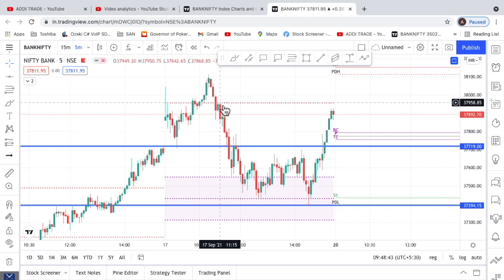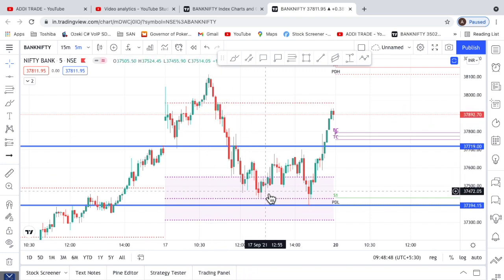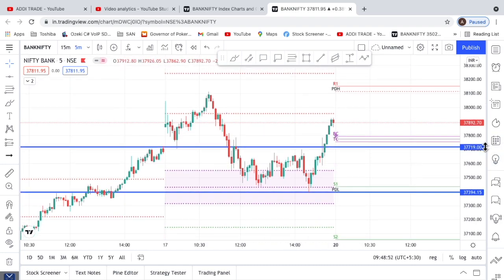When this R1 was taken out, we entered short and traded until the CPR pivot point. See, on this day, the price from R1, the previous day high, was pretty wide. I'll show you examples where it was narrow and we exactly reversed to the CPR range.